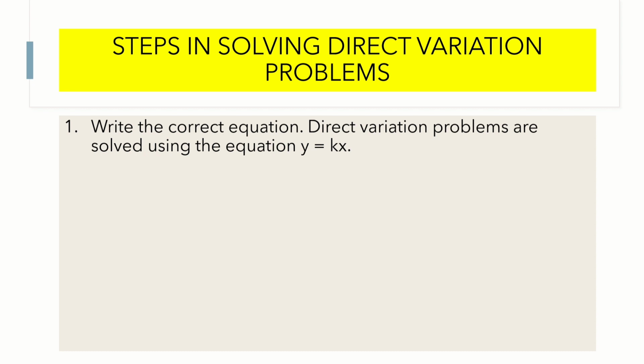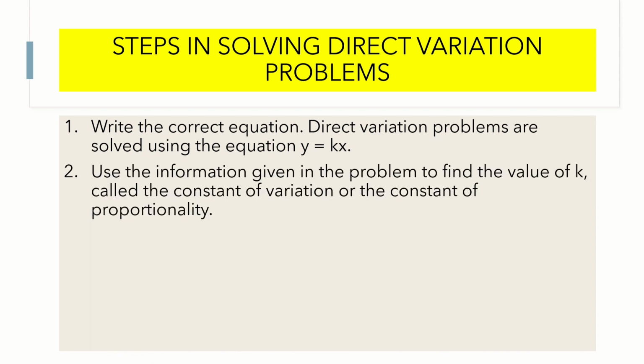Also, read the problem carefully to determine if there are any other changes in the direct variation equation, such as squares, cubes, or square roots. Step number 2, use the information given in the problem to find the value of k, which is called the constant of variation or the constant of proportionality.